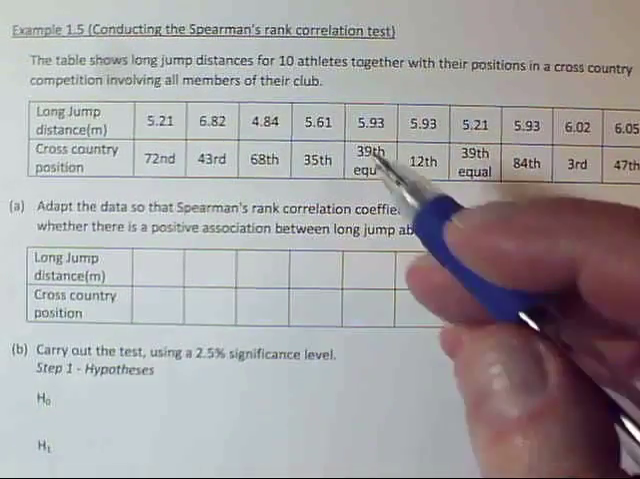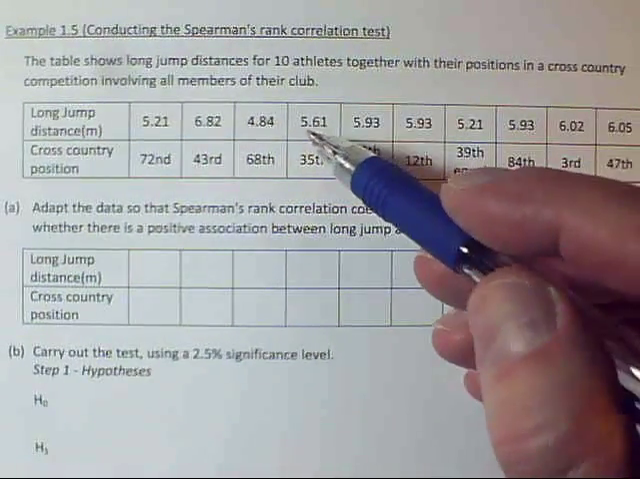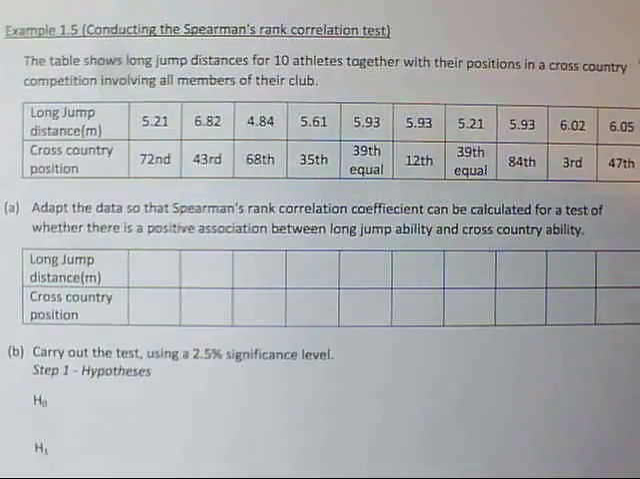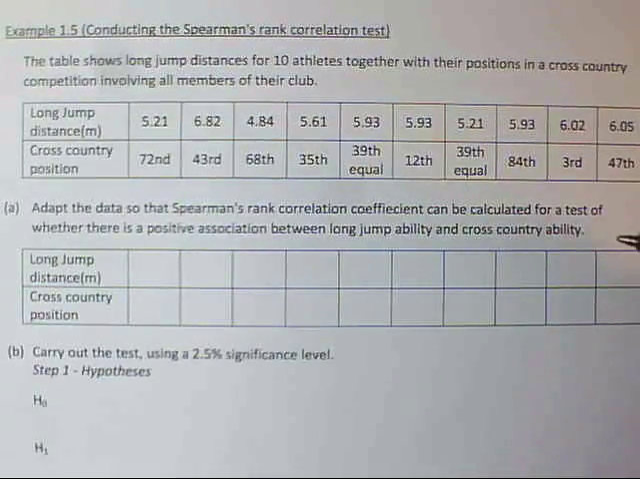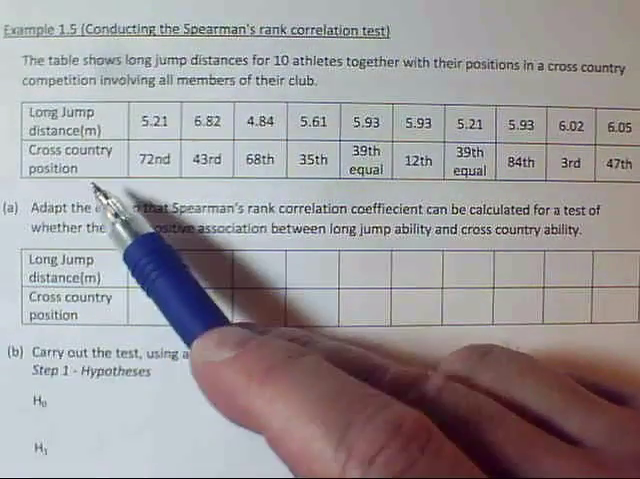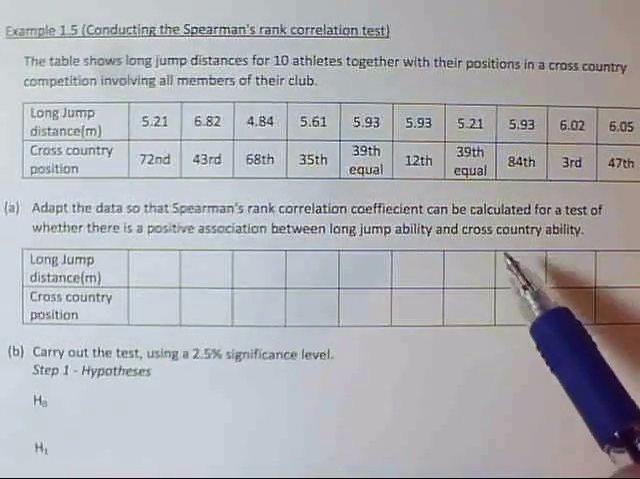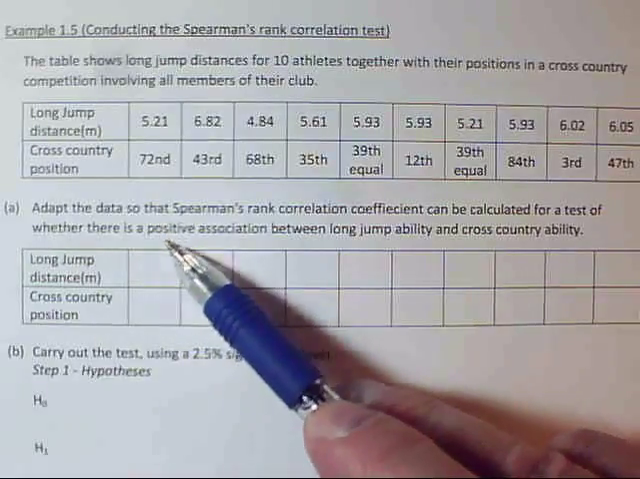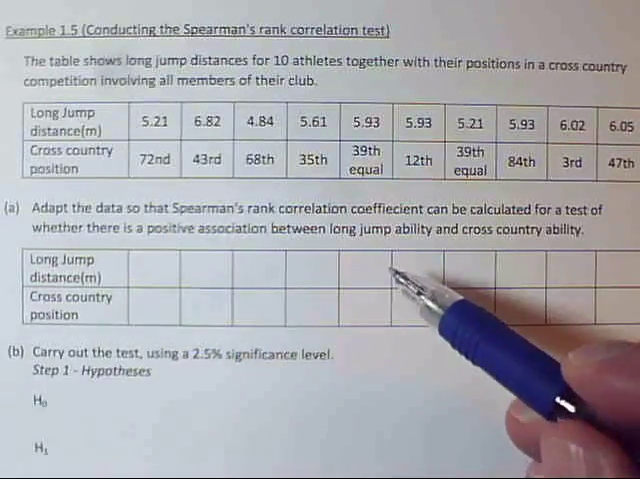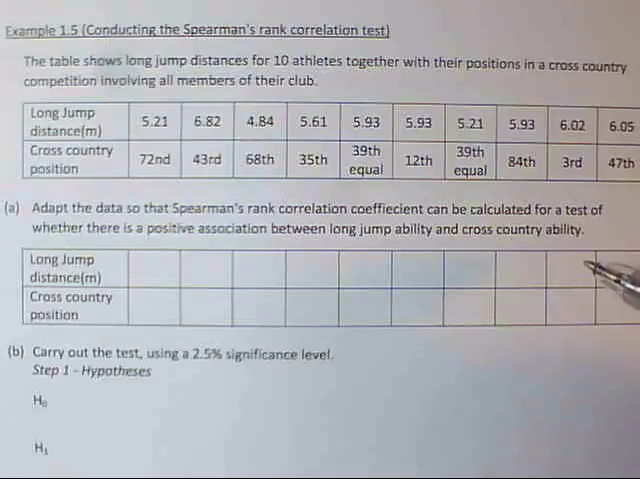Okay, now I've actually got to do the Spearman's rank correlation test. So I've got some data about long jump distances and cross-country positions. I have to adapt the data so that I can use rank correlation to test whether there is a positive association between long jump ability and cross-country ability.